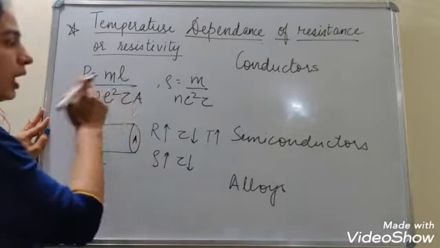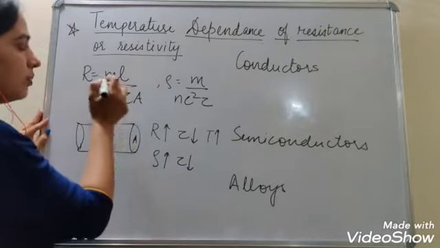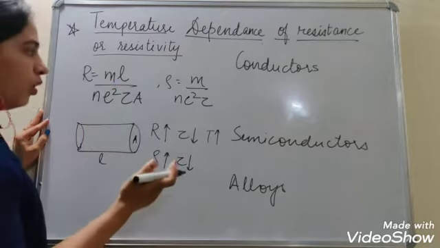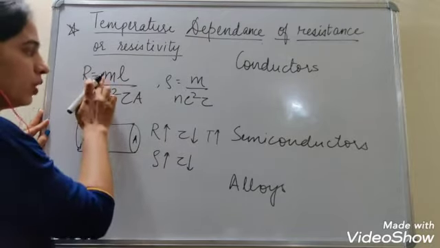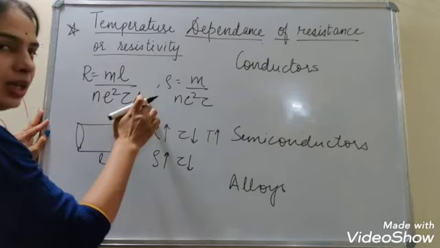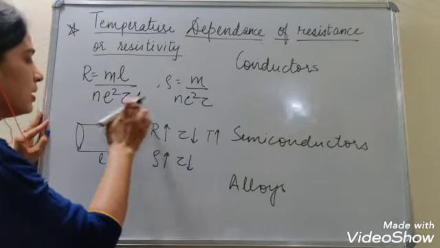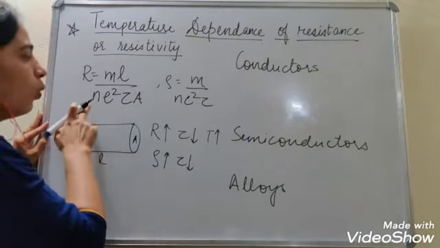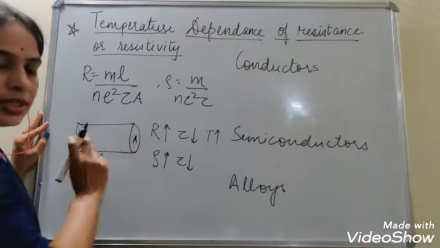Now talking about the other terms here. What about m, girls? m is the mass of an electron, so it will be constant. We are considering length and area of cross section constant. Then the charge e will remain constant. What about n? n is the free charge density.